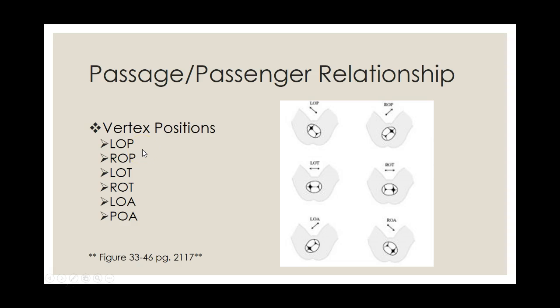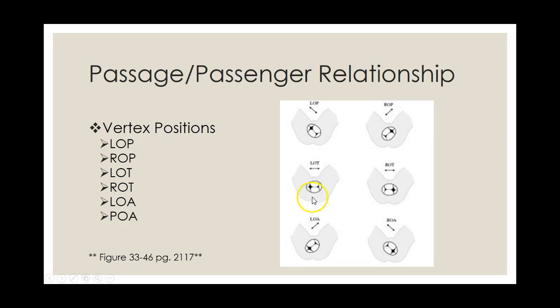So let's just go through these really quickly so that you can write them down. LOP stands for left occiput posterior. ROP, right occiput posterior. LOT, left occiput transverse. ROT, right occiput transverse. LOA, left occiput anterior. And ROA, right occiput anterior. Okay, so what we're looking for is the posterior fontanelle, and we want to know what quadrant that posterior fontanelle is in. We divided the pelvis into 4 quadrants.